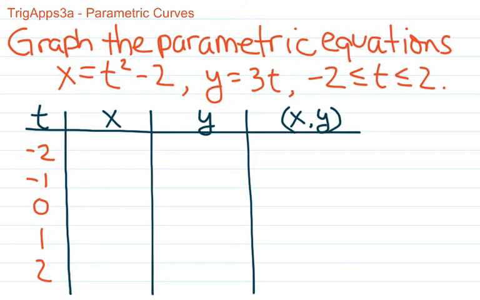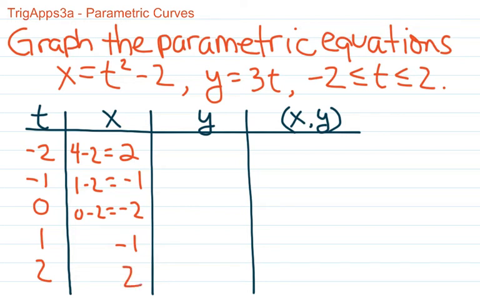So what we'll do is we plug in -2 into t squared minus 2. So -2 squared is 4 minus 2 equals 2. We'll do the same thing with -1. -1 squared is 1 minus 2 is -1. And we'll go straight down the line. 0 minus 2 is -2. 1 squared minus 2 is -1 as well. And notice I just start doing some of the work in my head. So now I have 5 x values, 2, -1, -2, -1, and 2.